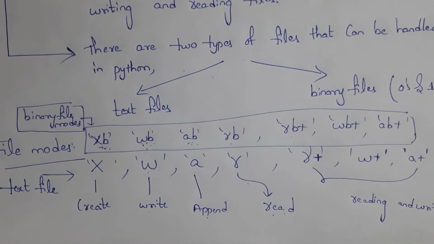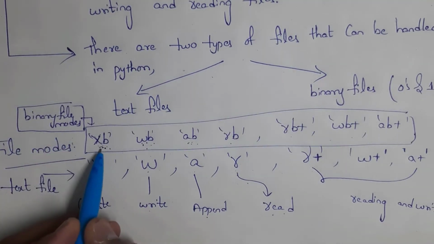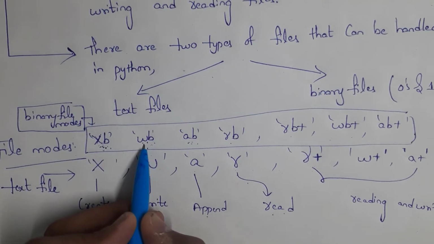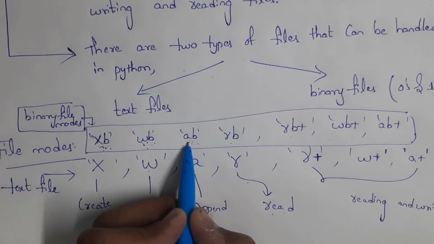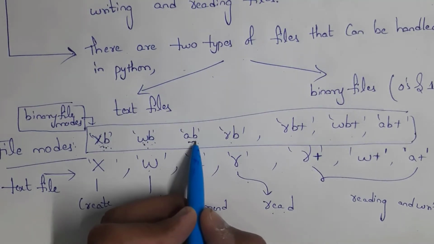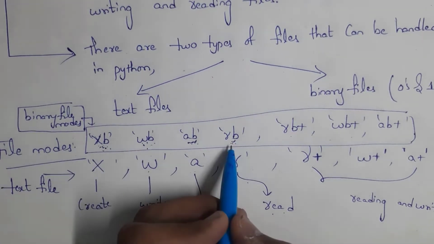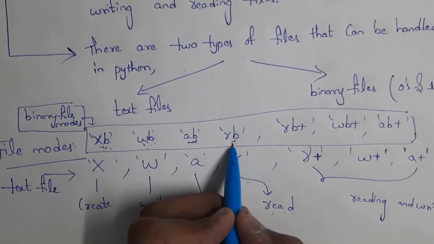And for binary files, we use the following modes, where XB stands for create binary. This mode is used to create a binary file. And WB stands for write binary. If you want to add binary data into your file, you need to use write binary mode. AB stands for append binary. AB mode is used to append binary data into your file. And RB stands for read binary. We use this mode in order to read binary data.